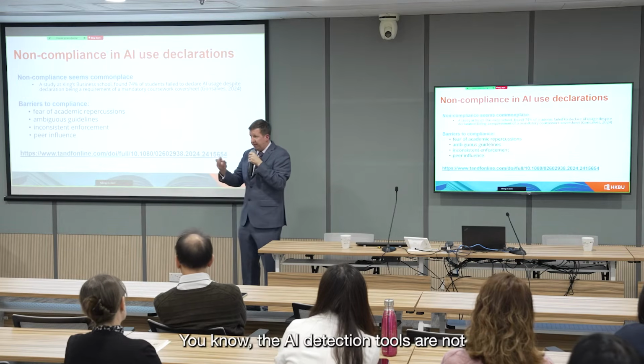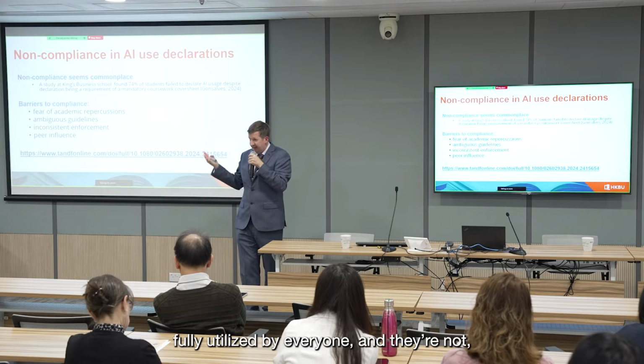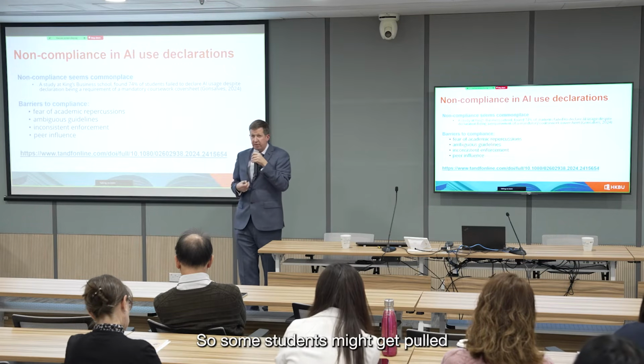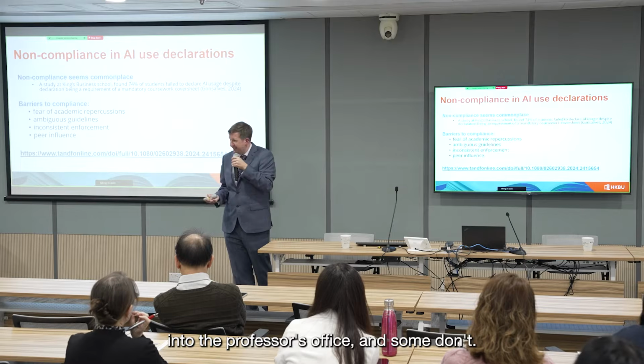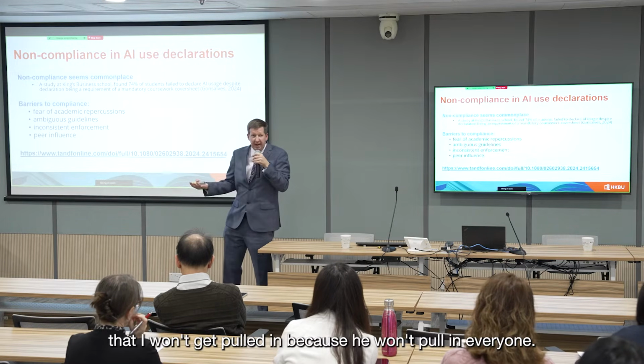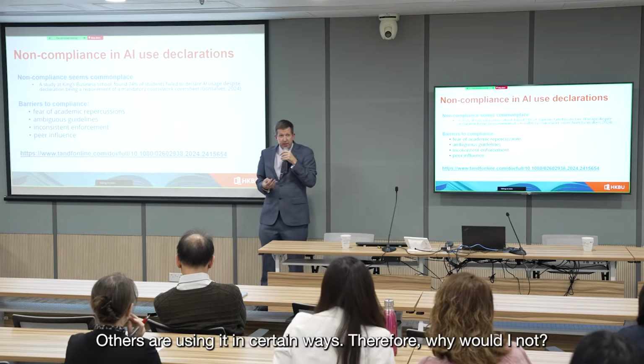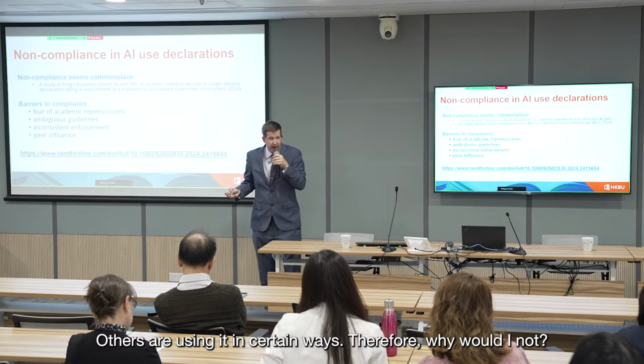Inconsistent enforcement. The AI detection tools are not fully utilized by everyone, and as I mentioned, they're not reliable. So some students might get pulled into the professor's office and some don't. So I'll take the risk that I won't get pulled in, because he won't pull in everyone. That's impossible. Peer influence. Others are using it in certain ways, therefore, why would I not?